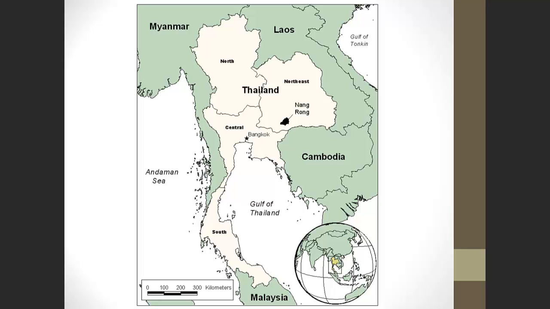Northeast Thailand is a relatively dry agricultural frontier. Maybe we turn some lights down. Thank you.